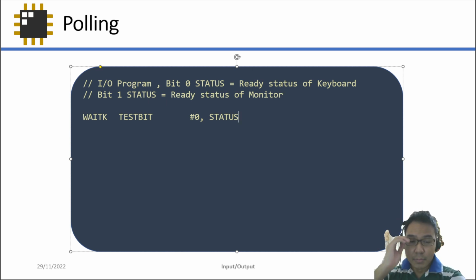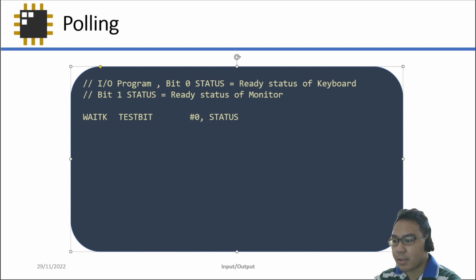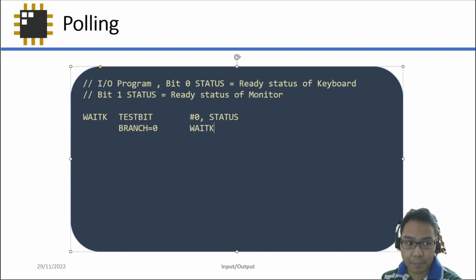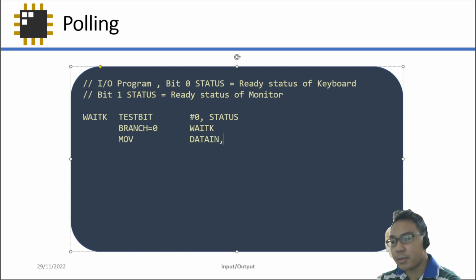So first we're going to test bit 0 of status to check whether or not the keyboard has been pressed and is ready to send information. If it's not, that is, if bit 0 is 0, we keep polling. So we still wait for the character to be entered. But if bit 0 is 1, then that means the key has been entered. So that means we transfer the data from the data in register to the register R1, the internal register R1.